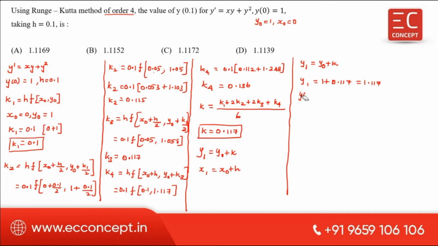Y1 in the sense y of 0.1. Y of 0.1 is equal to 1.117. Therefore, answer for this question is C. See, this is a very lengthy question, so better you can leave this question in your examination. You don't refer this question, okay? Unnecessarily takes so much time.